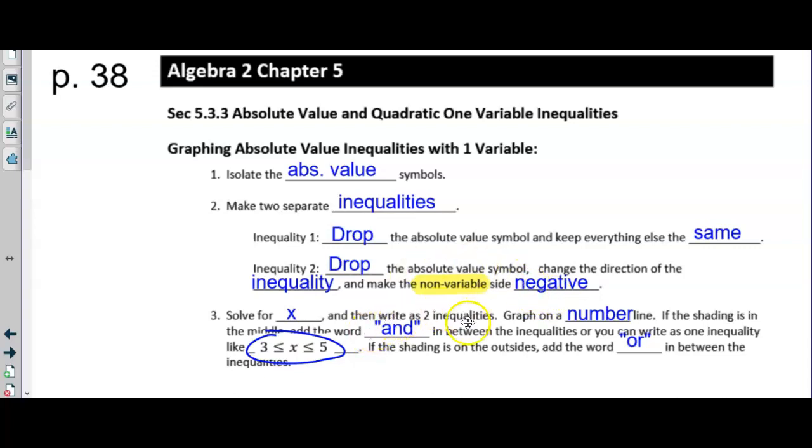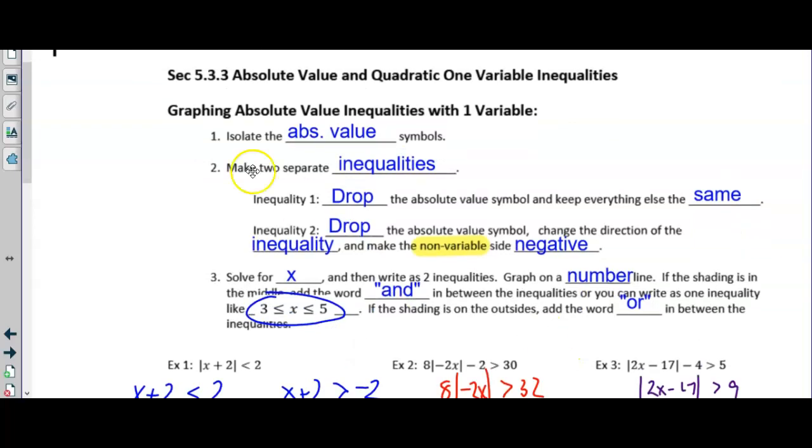You're going to solve for x, write your answers to the inequalities, and put them on a number line. If the shading is in the middle, you're going to put the word "and" in between your answers, or you can write it as a compound inequality, as you see here. If the shading is on the outsides, then it's going to be an "or" situation, and you'll just write the word "or" in between your answers. All right, so let's look at a couple examples of this.